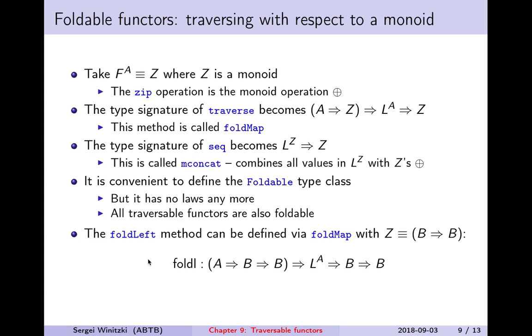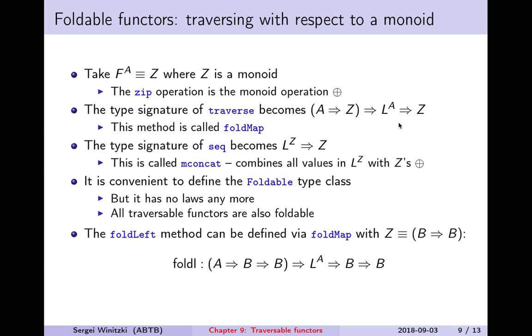The main idea is that we should take a specific applicative functor, which is a constant functor, F A equals a constant Z, where Z is a monoid type. And so the zip operation on this functor is just the monoid operation, which I will denote like this. And we have seen in chapter 8 that these are applicative. Now, the type signatures are much simplified. The type signature of traverse becomes this.